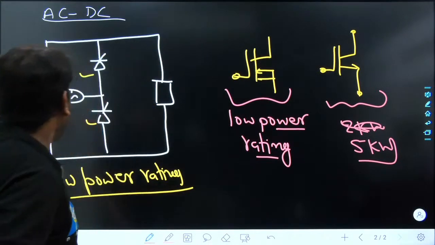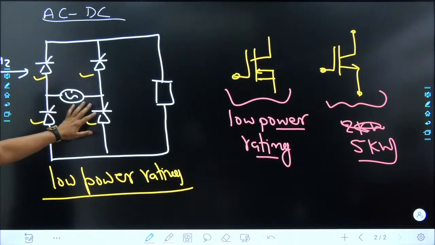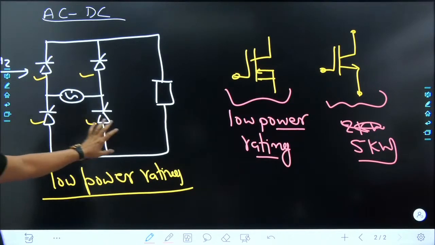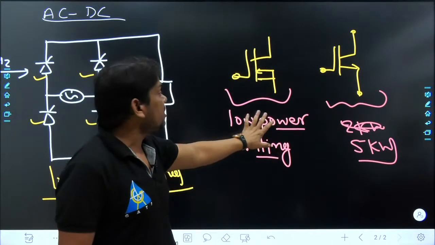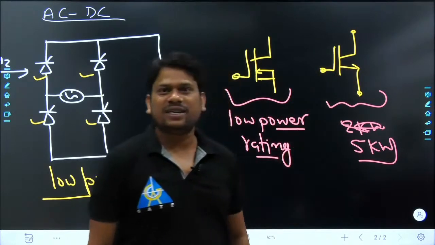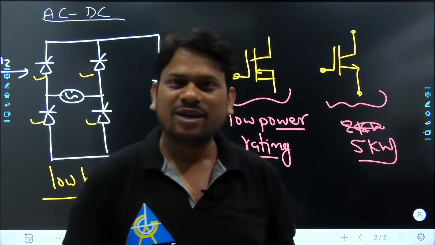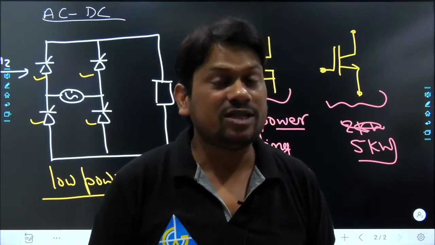So whenever we want to design an AC to DC converter for very high power rating, the choice is only SCR. For low power rating, the choice can be MOSFET, and for moderate power rating, the choice can be IGBT. But my dear friend, MOSFET and IGBT can block only positive voltage. You are getting my point?